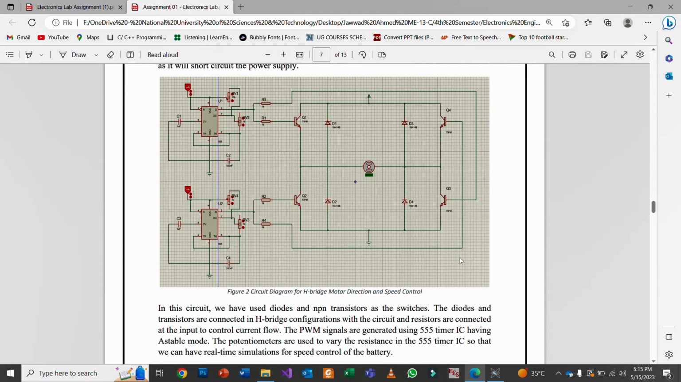Now this was the circuit we created. These diodes and transistors are used as switches to control the direction of the motor, and these 555 timer ICs are used to vary the duty cycle, which will control the speed of the motor.